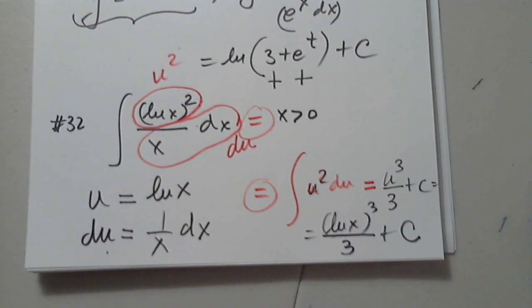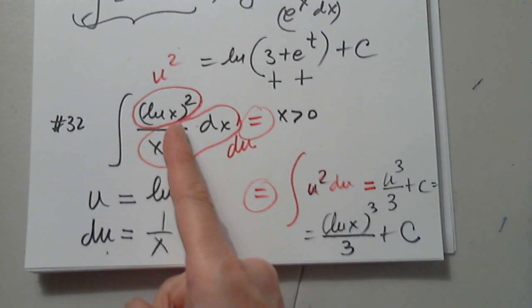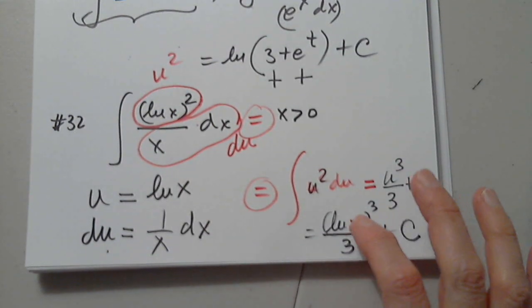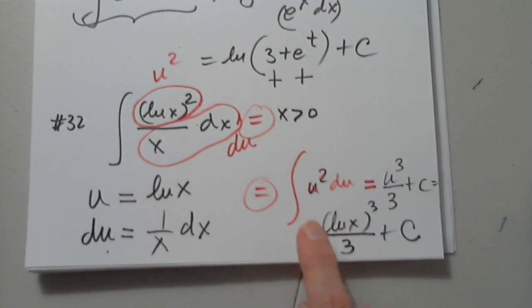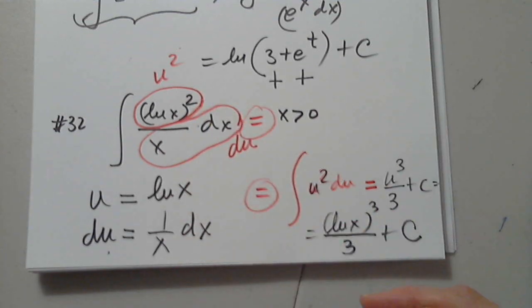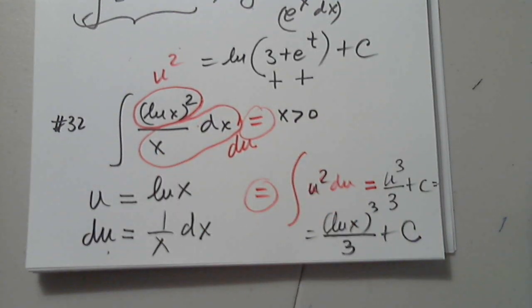Can I check this? Yes. When I differentiate this, I have to get that: natural log x squared divided by x. And I will. Because when I differentiate this, I get 3. The 3 goes away. I get natural log x squared times the inner function prime, 1 over x. So I can always check.